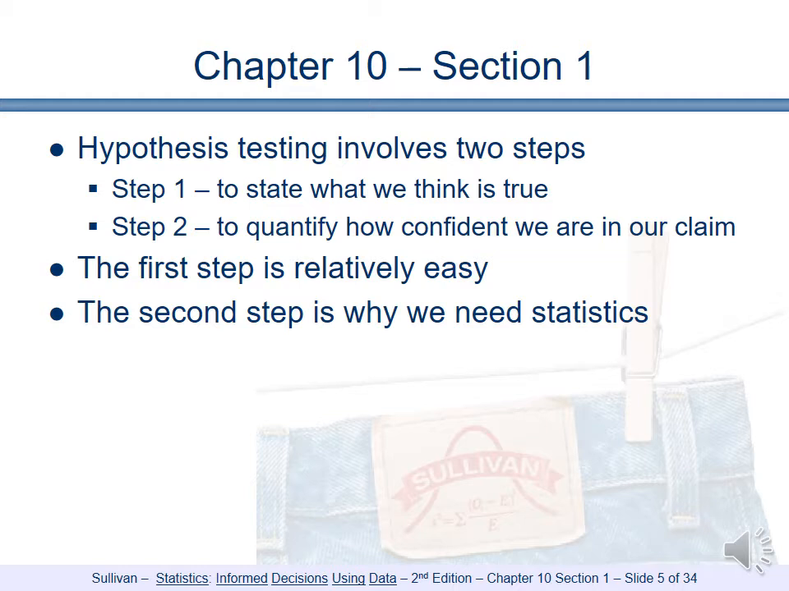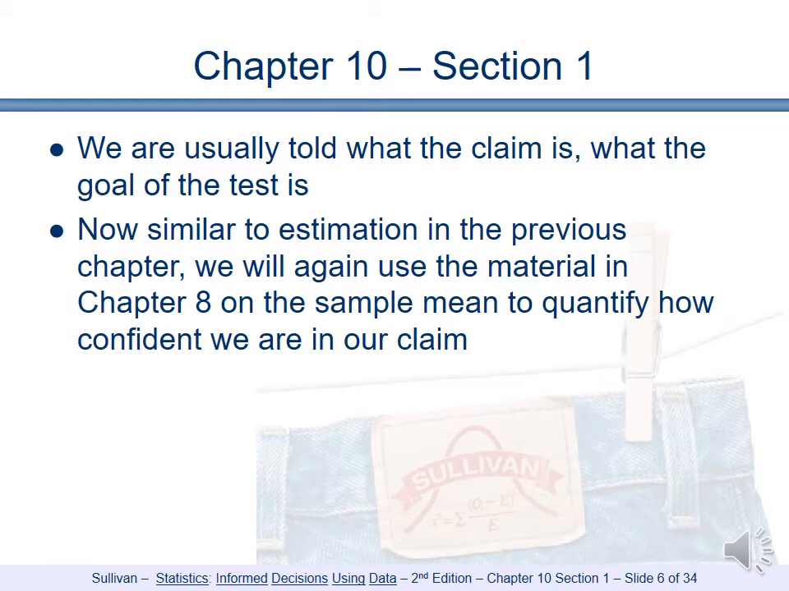Sounds kind of like a confidence interval to me, and it is sorta. The first step is relatively easy. The second is why the heck we need statistics. We are usually told what the claim is, that is, what the goal of the test is. Now, similar to estimation in the previous chapter, we will again use the material in Chapter 8. Remember our gas mileage problem? We want to quantify that.